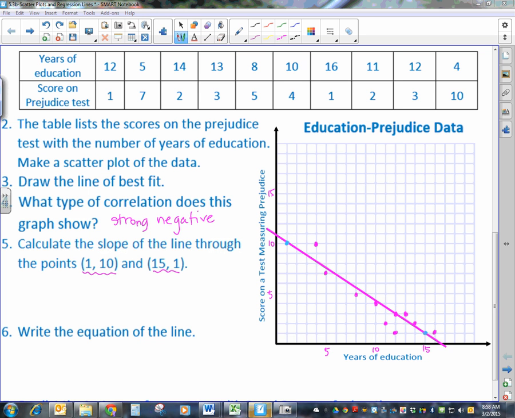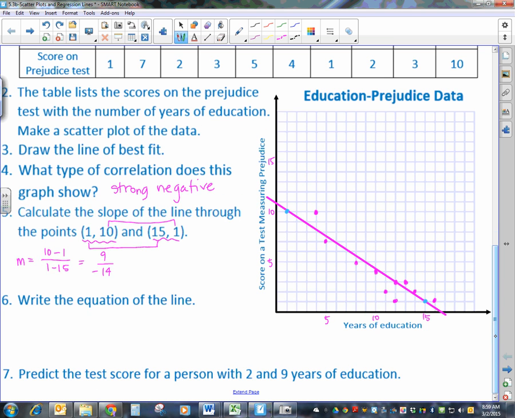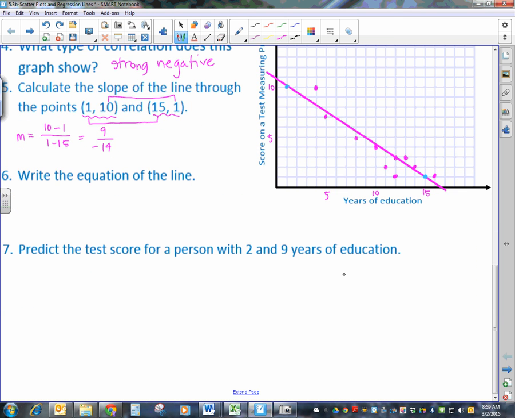So it says calculate the slope. So that will be, remember we connect the y's on top and we connect the x's on the bottom. So that's 10 minus 1 over 1 minus 15. And so that gives me 9 over negative 14. So that is the slope. Now I have to write the equation of the line, and that's what you worked on the last time on the first part of this section.